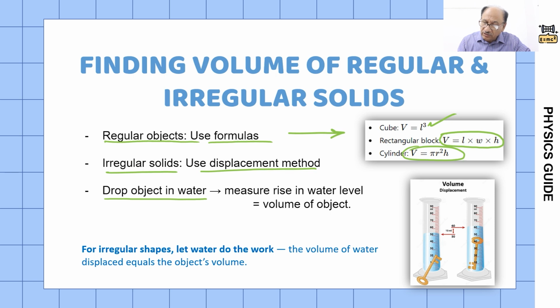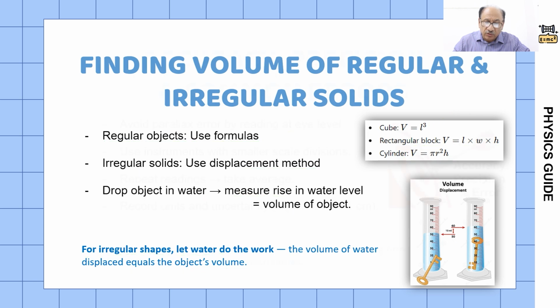How are we using the displacement method? First of all, we take liquid in a measuring cylinder and take a reading. Say, for example, it is 50, then we drop the solid inside it and take another reading. Say it is 60, so the difference between these two readings will be the volume of the solid which we inserted in the liquid. Measure the rise in water level, and that will be the volume of the object. For irregular shapes, let water do the work, and the volume of the water displaced equals the object's volume.